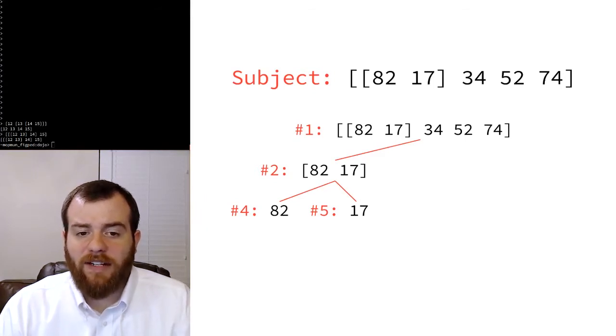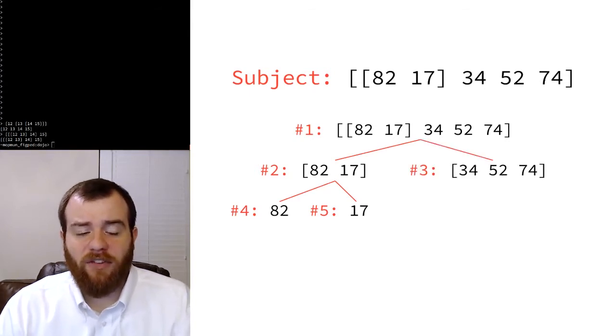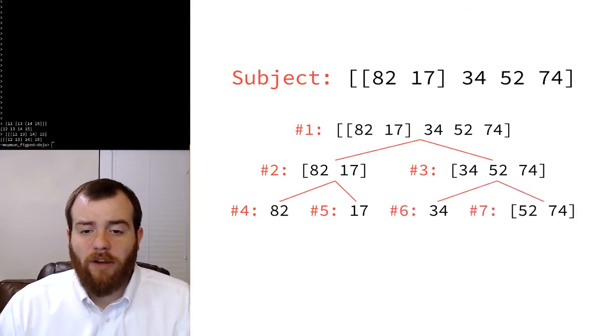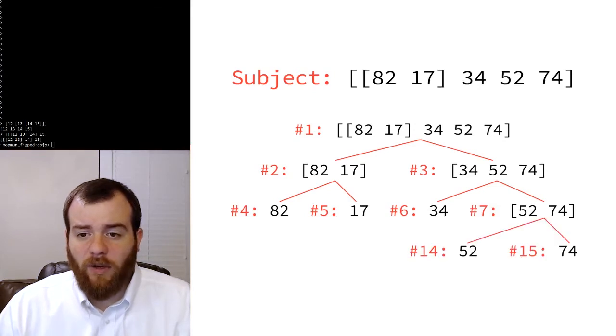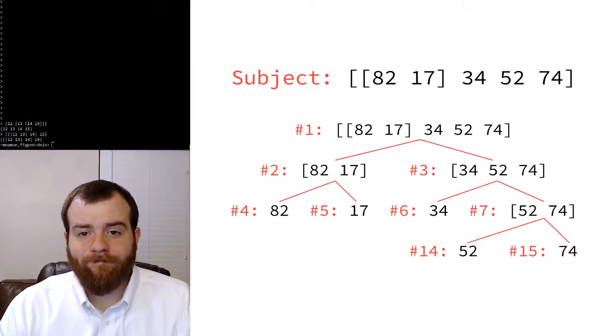So let's say we wanted to get the tail of the entire subject. To do that, multiply 1 by 2 and then add 1. So 1 times 2 is 2, plus 1 is 3. And that pulls out the tail of the subject. To pull out the head of 3, multiply by 2 to get 6, and then plus 1 for the tail to get 7. And to get the head of 7, multiply by 2 to get 14, plus 1 to get 15 for the tail. And that's it. It's a pretty simple addressing system.